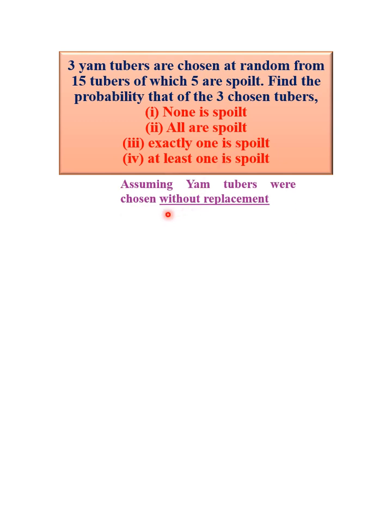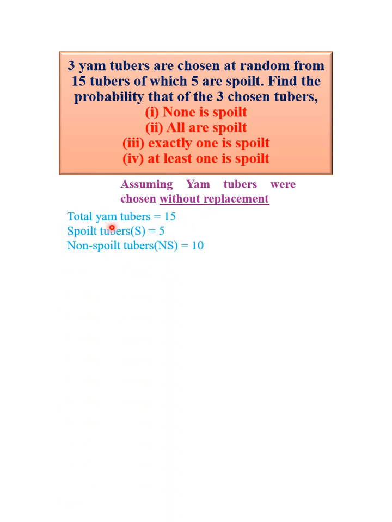So we are going to assume that the yam tubers were chosen without replacement, because when they are replaced, it will affect the answer, and if they are not replaced, it will equally affect the answer. So we are going to assume that the yam tubers were chosen without replacement, which is most likely going to be the case in reality. So let us solve the problem.